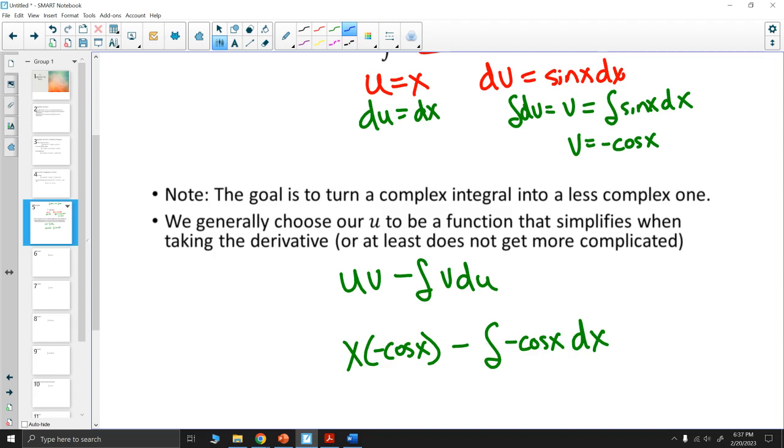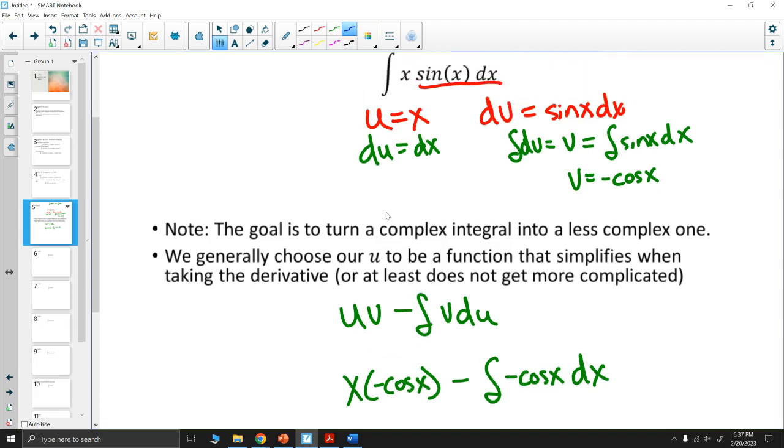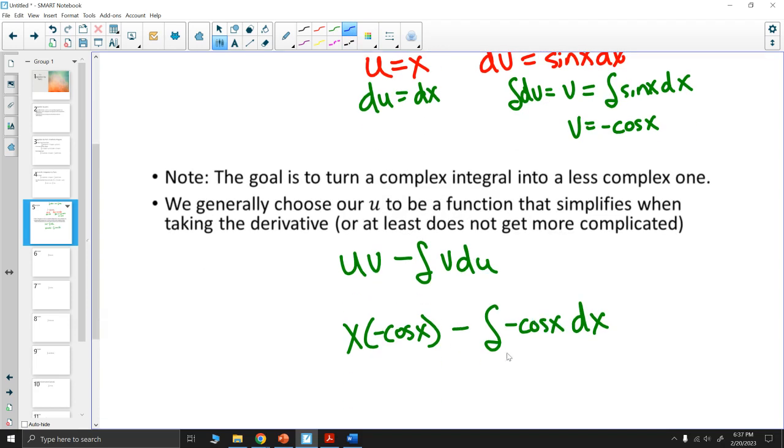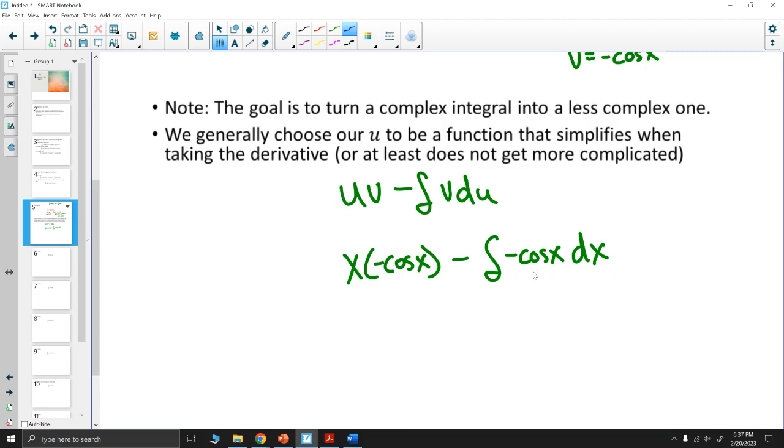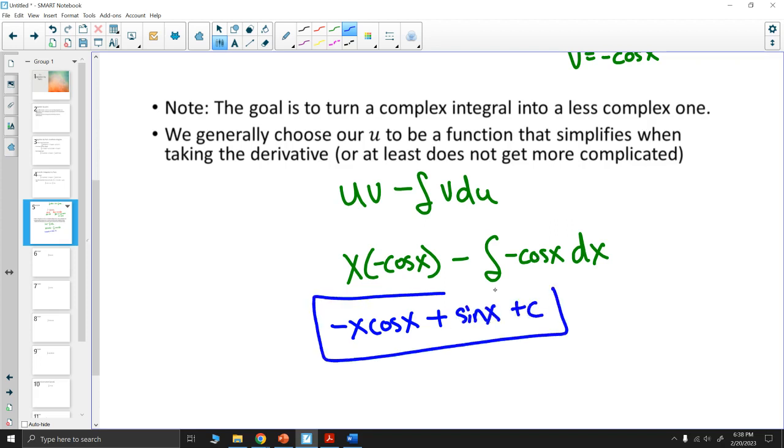Okay, so now if you notice, when we do our integration by parts, we always end up with another integral, and sometimes we have to do integration by parts again and again and again. But in this case, we don't have to. So I'm just going to clean this up a little bit. This is negative x cosine x. Negative and negative makes a positive. The integral of cosine is sine of x plus c. And that is our integral.